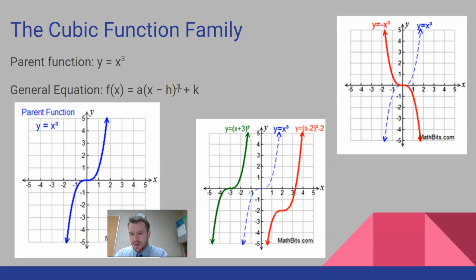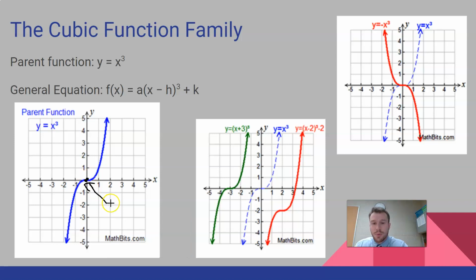Now check out the parent function. It's kind of a squiggly line. So it also passes through the origin. The point right here is called the point of inflection. And for the parent function, the point of inflection is at the origin. And here you can see transformations of that parent function. All of them belong to the cubic family.